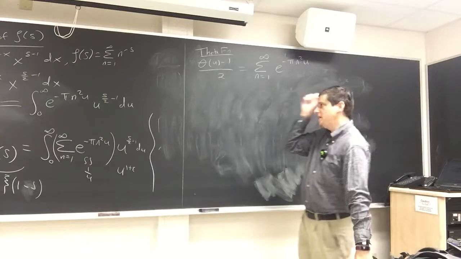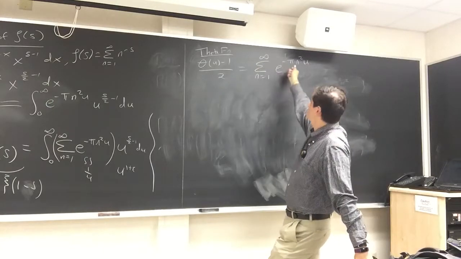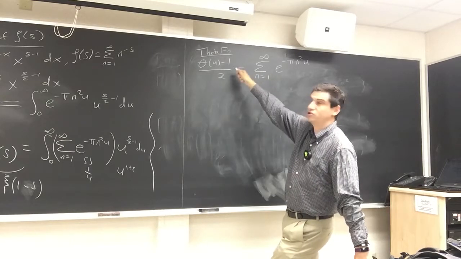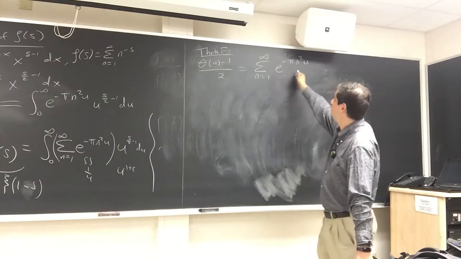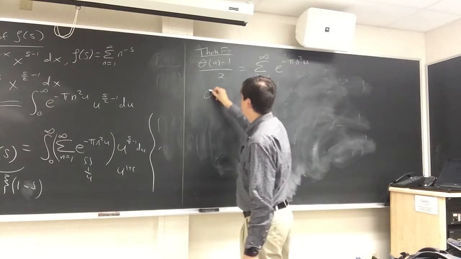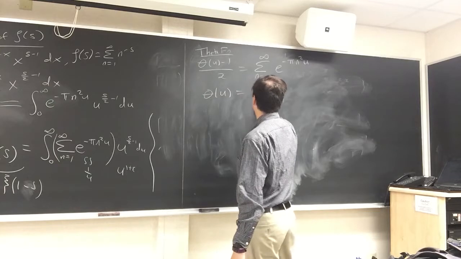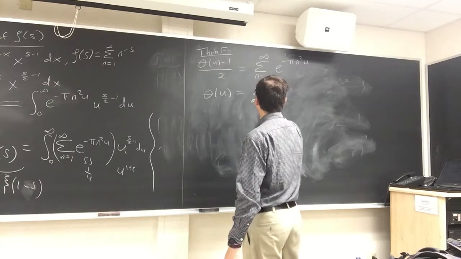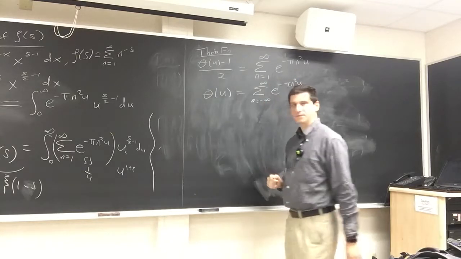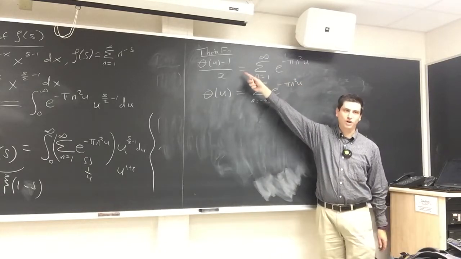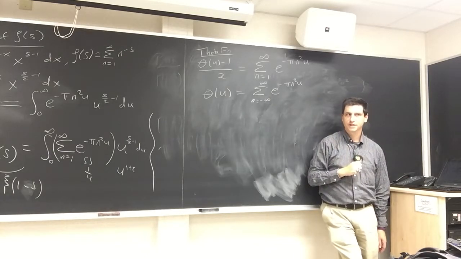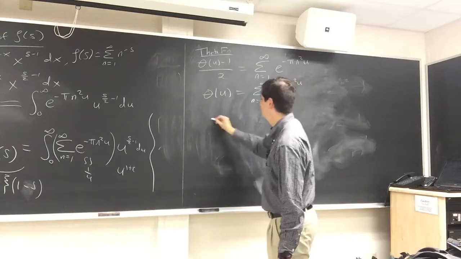Another way of seeing this is if I move the 2 over here, because I have n squared, this is the same as n going from negative infinity to infinity, except I exclude 0. If I take n equals 0, I get 1. So if I move this 1 over to the other side, what you're really seeing is I'm defining theta of u to be the sum, n goes from minus infinity to infinity, of e to the negative pi n squared u. The n equals 0 term is just that 1, and the 2 is because the evens and the odds contribute the same. This function has a remarkable property.